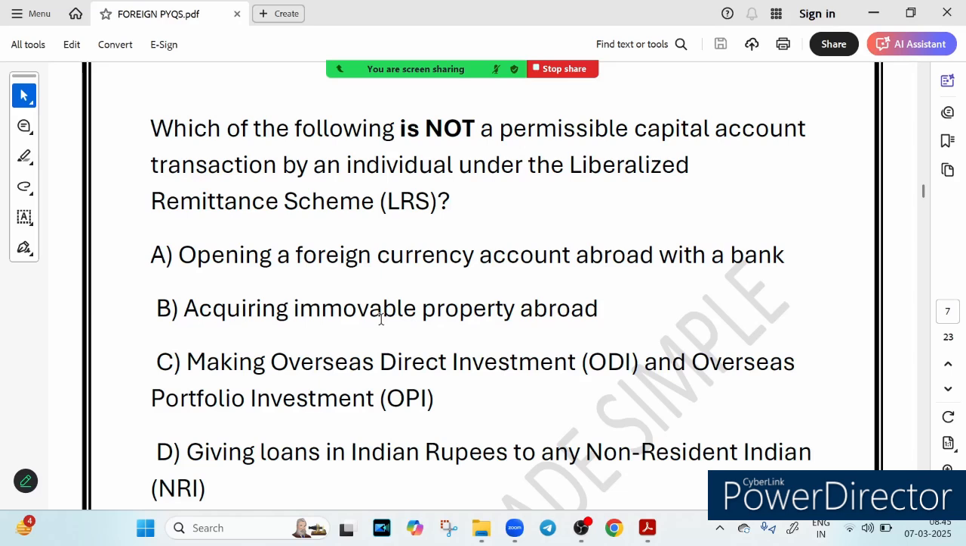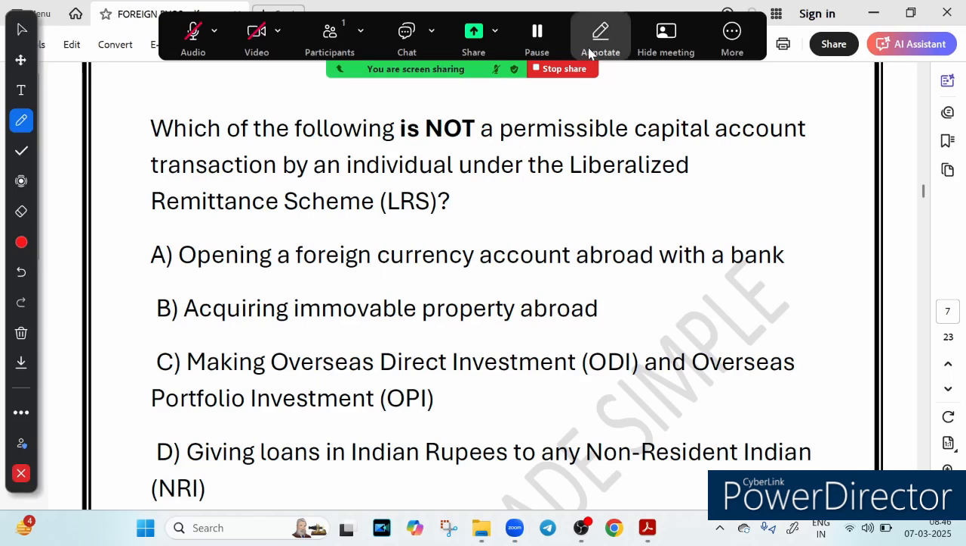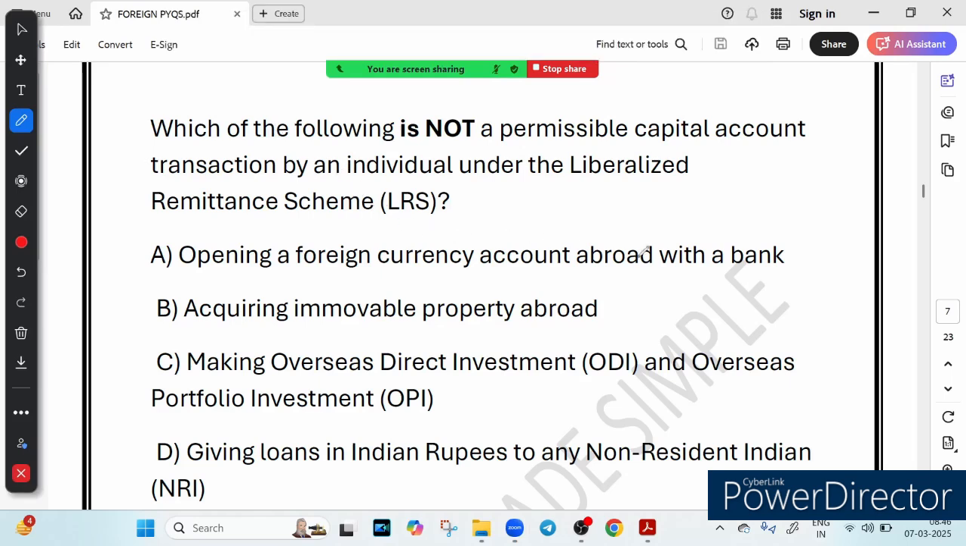So option number A, opening a foreign currency account abroad with a bank, is correct under LRS, because individuals are allowed to open and maintain a foreign currency account with a bank abroad for various transactions like investment or property purchase. Option number B suggests acquiring immovable property abroad. This option is also correct because LRS permits individuals to invest in overseas business or financial assets like shares and mutual funds. Option number C, making overseas direct investment and OPI.